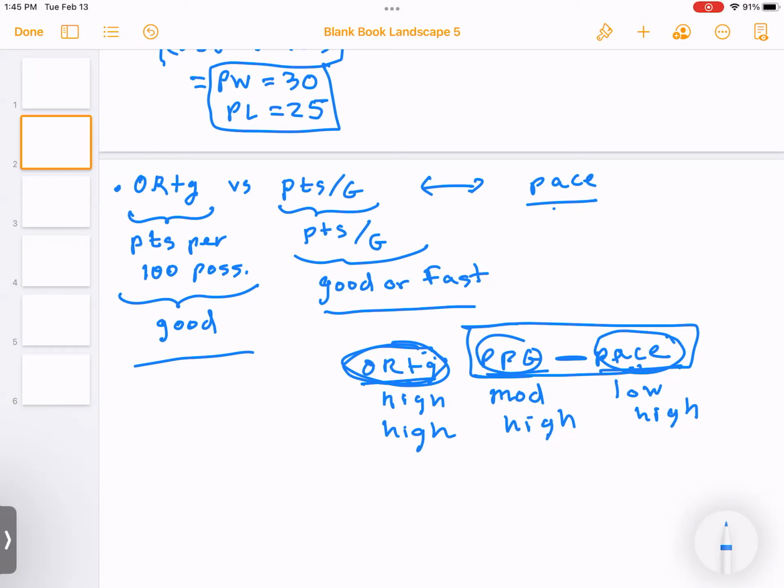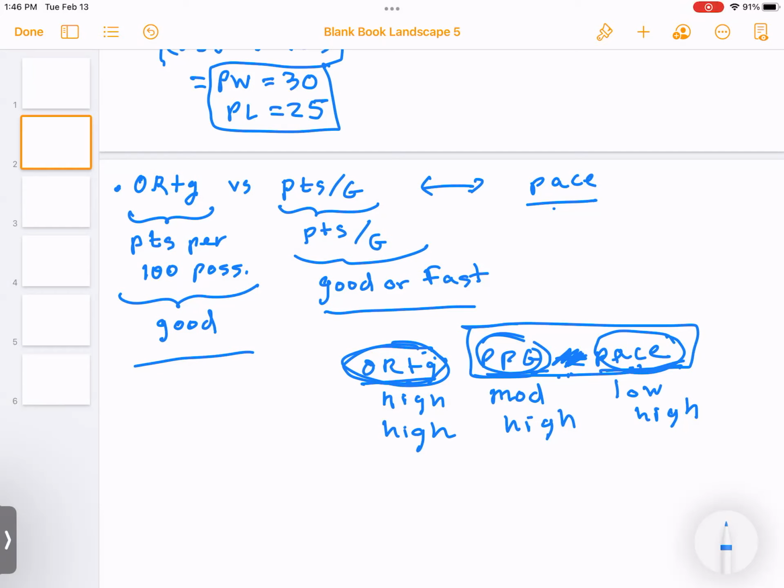Makes sense. So if your points per game is not that high, but your pace also, I don't want to put a minus sign. It's not a minus sign. It's just a function of these two. If your offensive rating is high, your points per game is low, that must mean your pace is low, right? You're not playing that fast. You're not getting as many possessions as another team, but you're connecting, you're being efficient. You're scoring at a high percent, higher than average percent when you do get the ball.